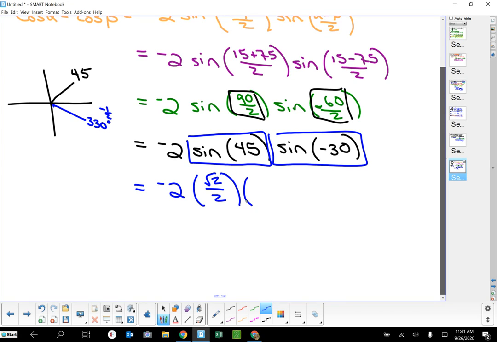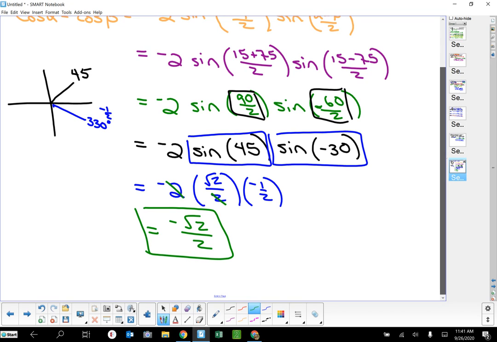And so we can just pop that in here and then actually go through and do the multiplication. This will cancel this. And if we multiply across, we get negative rad 2 over 2. And that is the answer to that problem. Oh, wait, I missed a sign. Holy moly. Negative times a negative is a positive. Okay, so there you go.